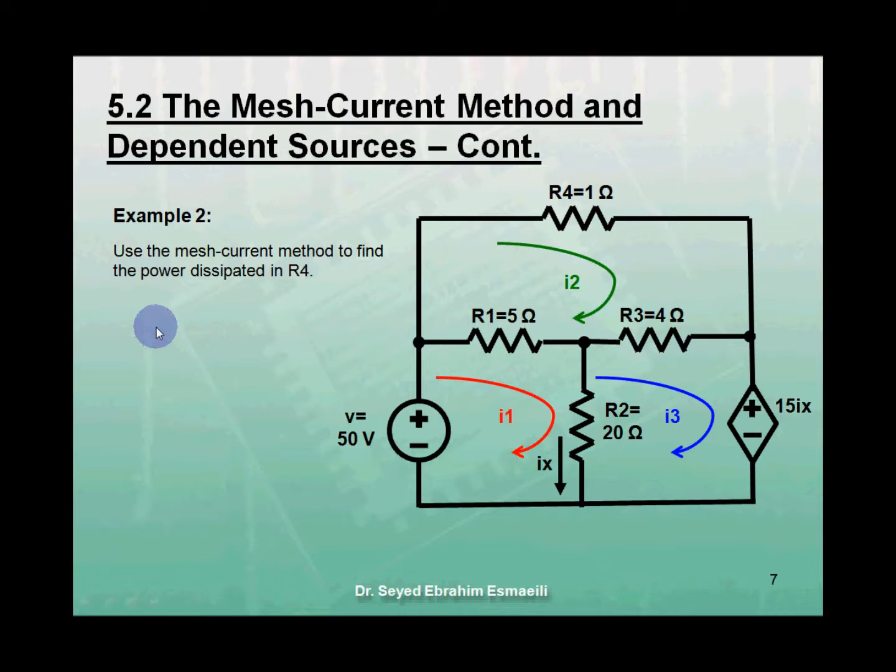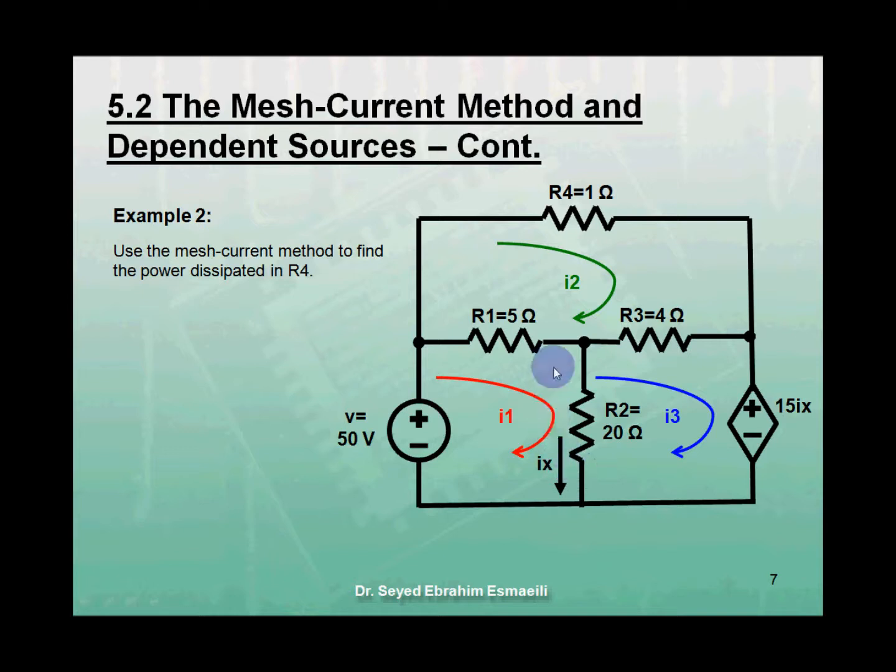In this example, we need to use the mesh current method to find the power dissipated in R4. We begin by noting that we have three meshes, mesh 1, mesh 2, and mesh 3. Applying KVL on mesh 1 yields the first equation, which is minus 50 plus R1 times (I1 minus I2) plus R2 times (I1 minus I3) equals 0.